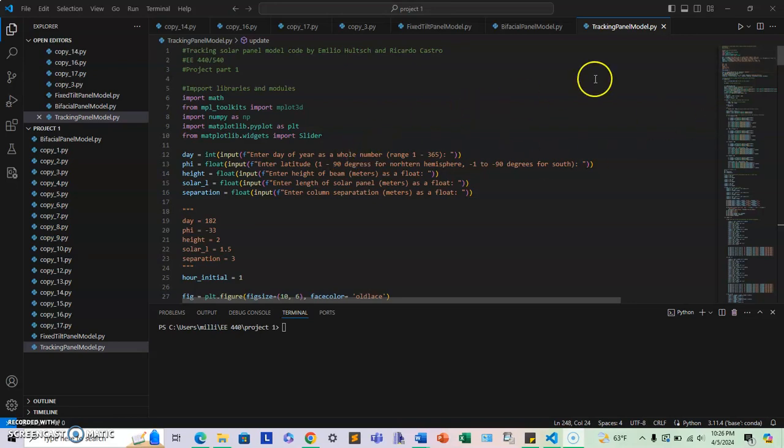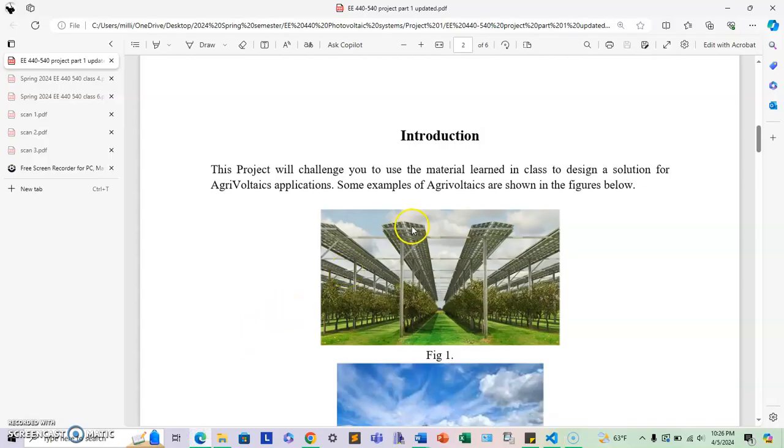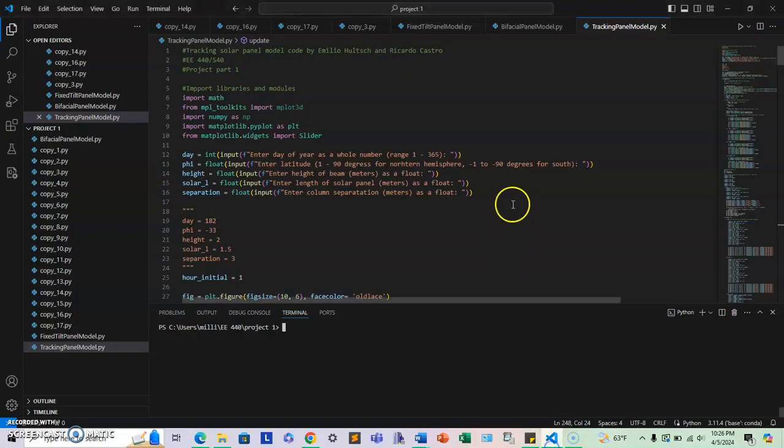Finally, we're looking at the tracking solar panel system. This is the final demo in project number 1. So compared to our other models, this one is not in rows, this one is in vertical columns that pivot around this joint, and they track in one direction the sun's motion during the day.